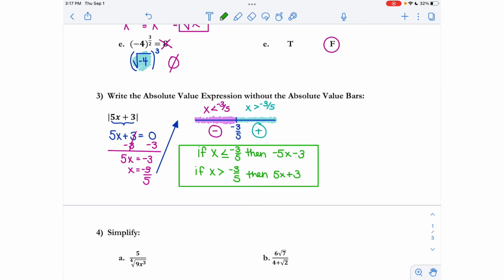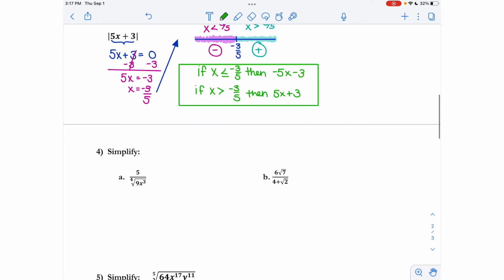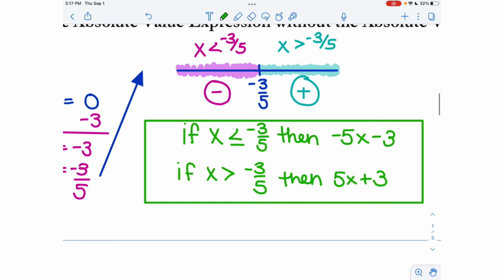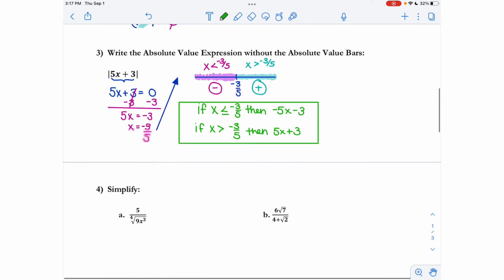Hopefully this makes a lot more sense now than it did back then. All right, moving on. There will be one like this where you have to write this out, so be prepared.